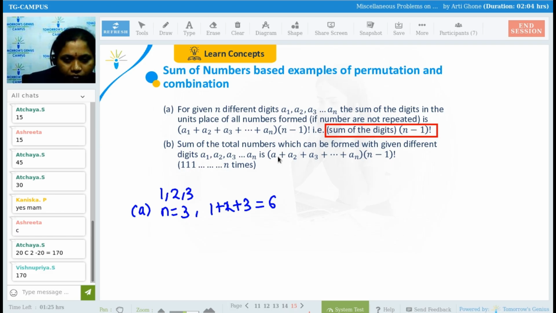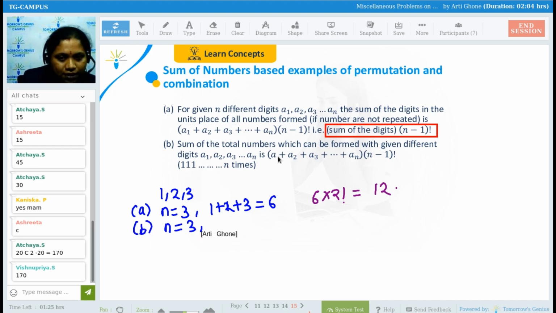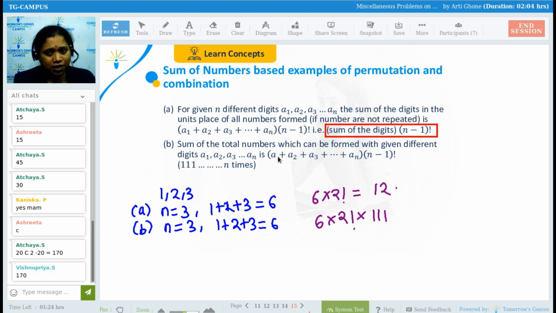So what will be the answer? 6 into 2 factorial, that is 6 twos are 12. Clear? And for the sum of numbers with different digits a1, a2, a3, an, where repetition is allowed, that is case B. N is not changing, sum is not changing, but the formula is changing. So 6 into 2 factorial into 111, since 1 is taken n times. So 12 into 111, what will be the answer?